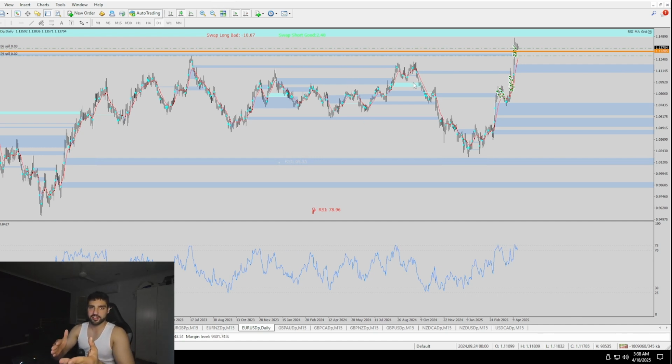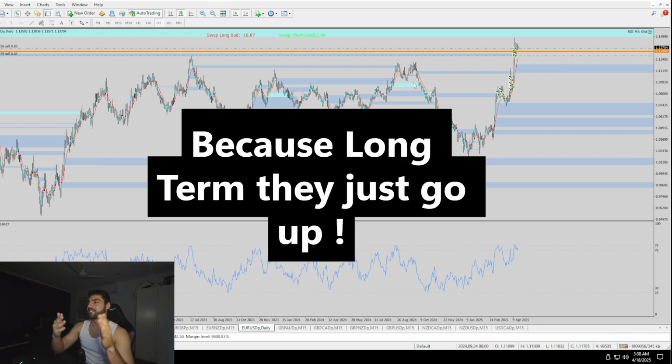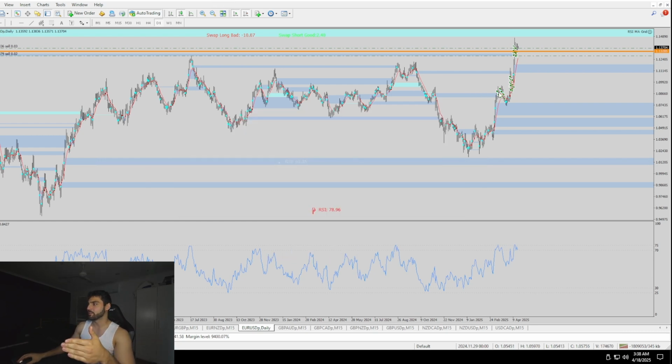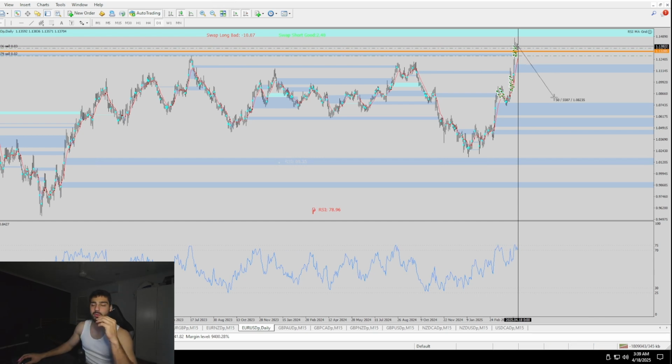Don't try and trade this strategy with gold or indices, all right? With currencies, you do have these snapbacks. So right now, look how stretched up we are. We need some sort of pullback back down for these guys to take their profits. So we're waiting for that move.